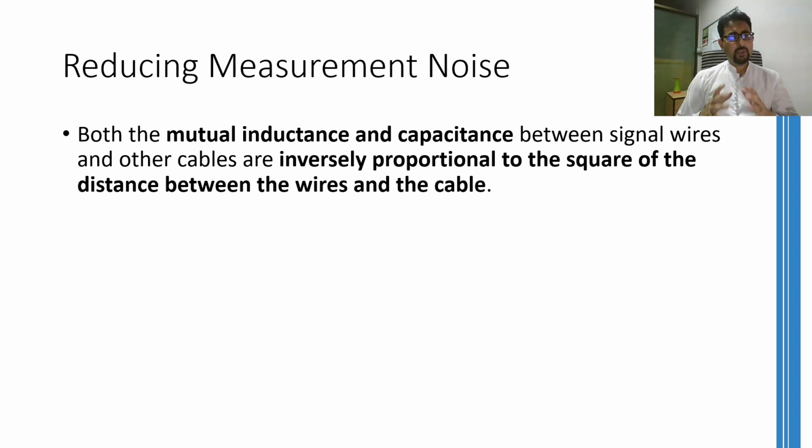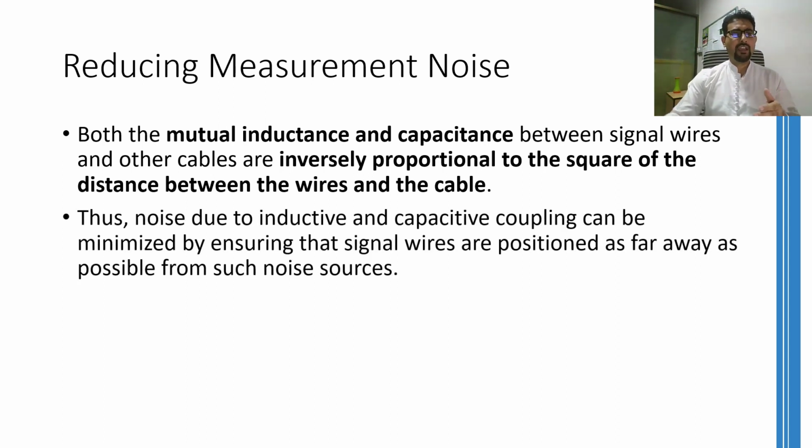To start with, the mutual inductance and capacitance between signal wires and other cables is known to be inversely proportional to the square of the distance between the wires. That is, if you increase the distance between the wires, the mutual inductance and capacitance will abruptly decrease. Therefore, you can easily make sure that there is no inductive or capacitive coupling between the wires by placing them far from each other.